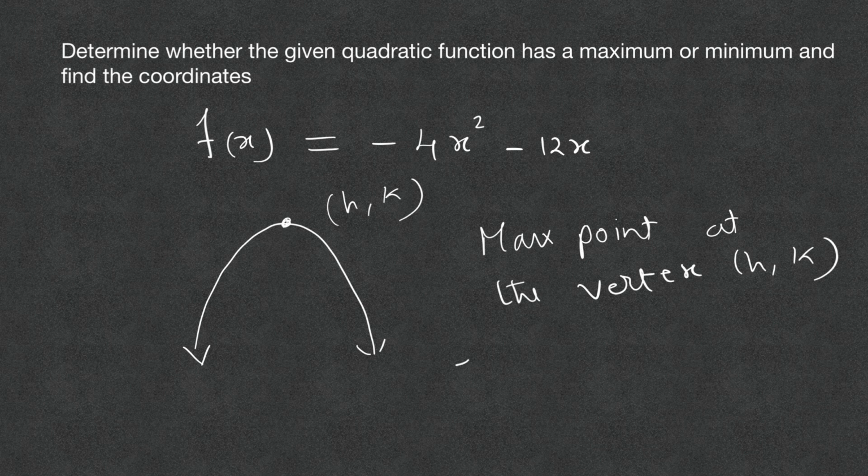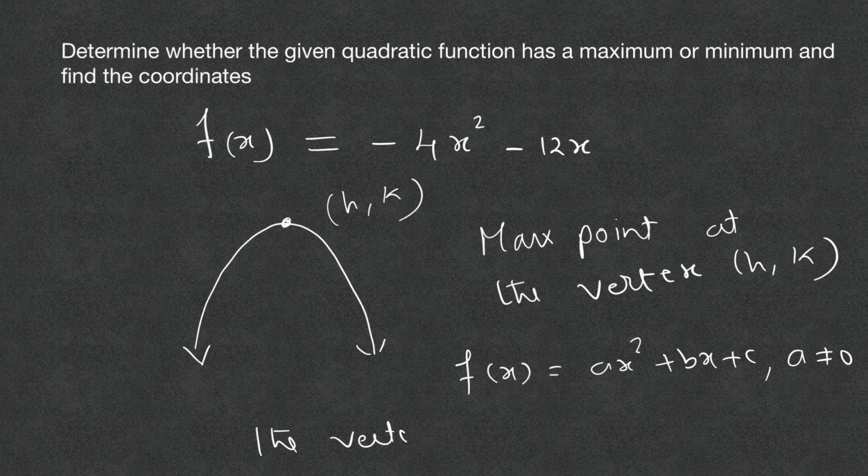Now, if the function f of x is equal to ax squared plus bx plus c with a not equal to 0, the vertex is given by the formula minus b over 2a, comma, f of minus b over 2a.